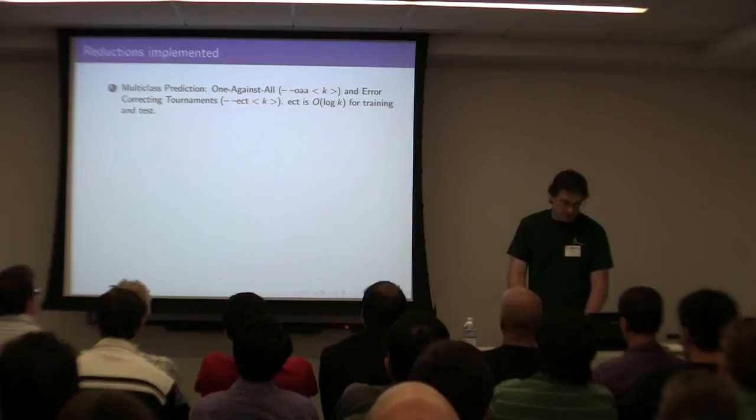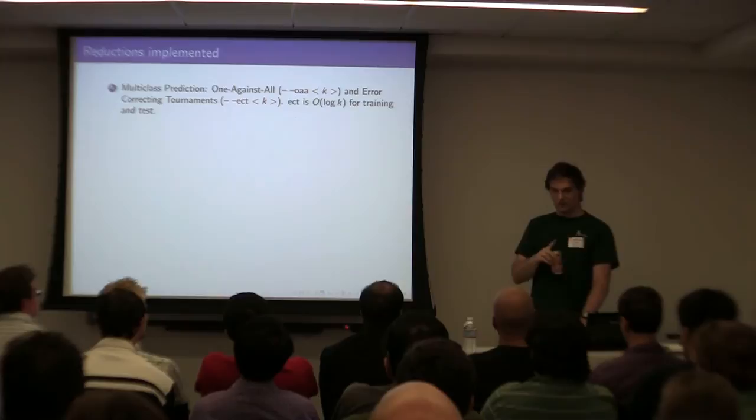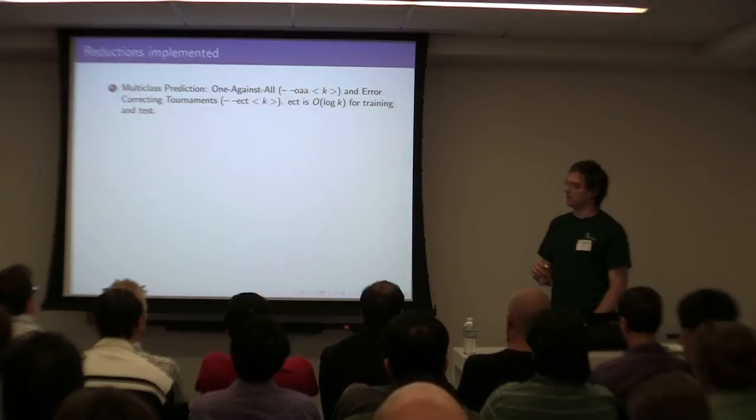Experimentally, we found that for text-like datasets where you have strong individual features, this works pretty well. For vision-type datasets, where all of your individual features are weak, it doesn't work as well as you would hope. So the one against all gives you better performance in terms of prediction. So trying to figure out how to get the best of both is something that I'm interested in right now.